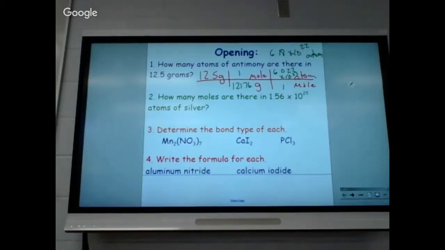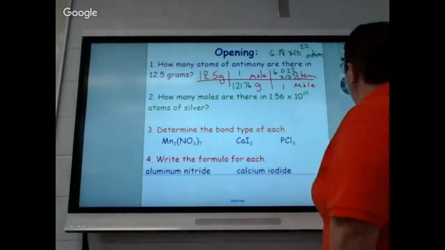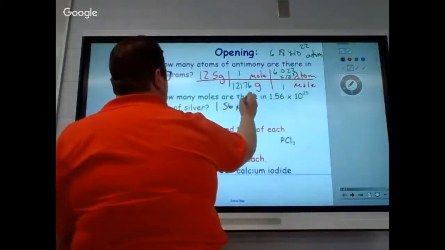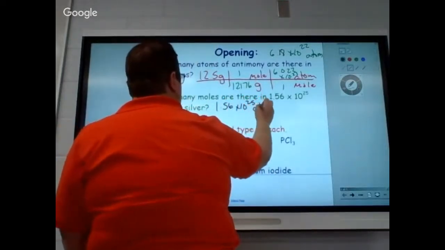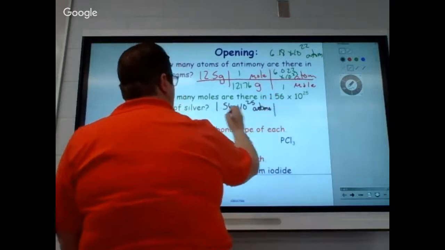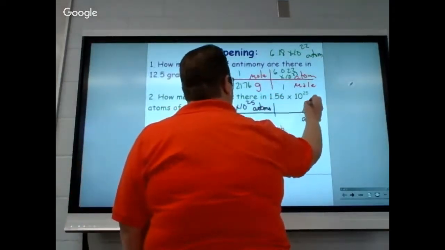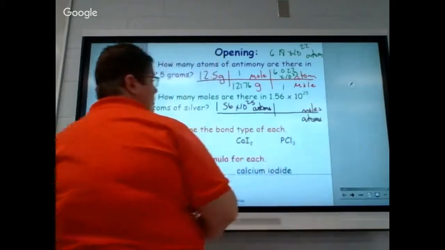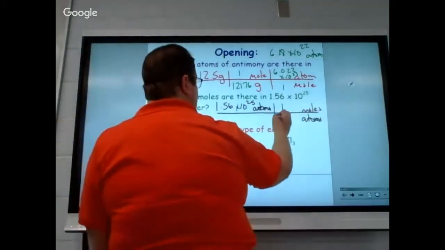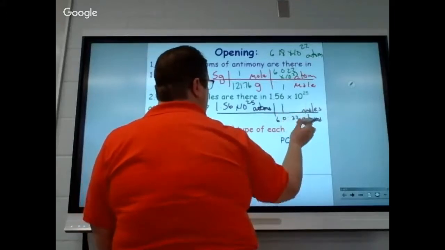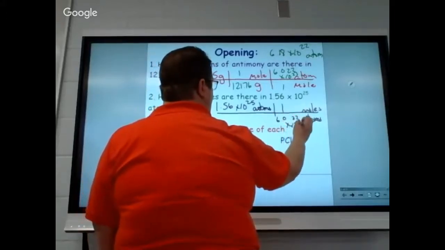Okay. All right. So number 2. How many moles are there in 1.56 times 10 to the 25th atoms? All right. Moles. What goes beside moles? And beside atoms? Avogadro's number times 10 to the 23rd.